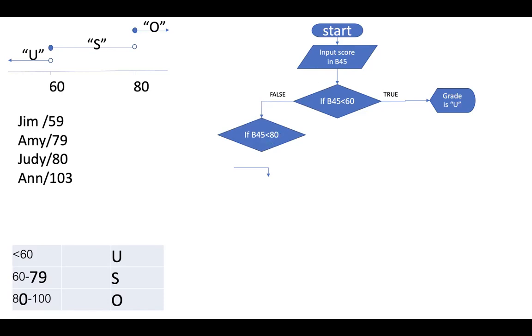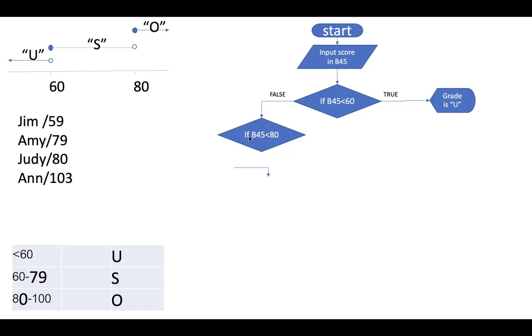Okay, somebody said that, hey, but what if the score is like 40? What will happen to this diamond shape? It will never be entered into this diamond shape, because if the score is 40, let's say, B45 is less than 60 here, we'll get that one and show the U grade already. So don't worry if B45 is, let's say, 40, 30, something like that.